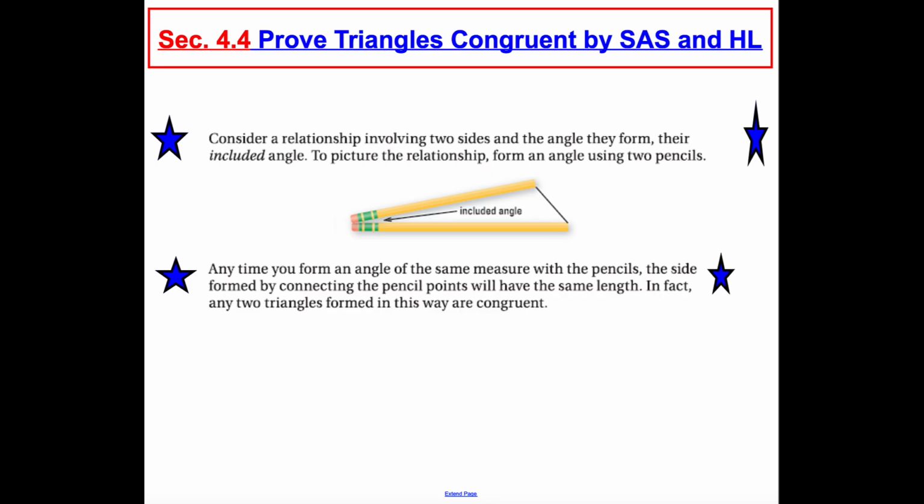Hey, guess what? We're on into section 4.4, which will cover SAS and HL. If you need to take a break and just catch a breath, go get a snack. Maybe a cool drink of lemonade. This would be a great time to do it. But not me. I'm going to keep going.